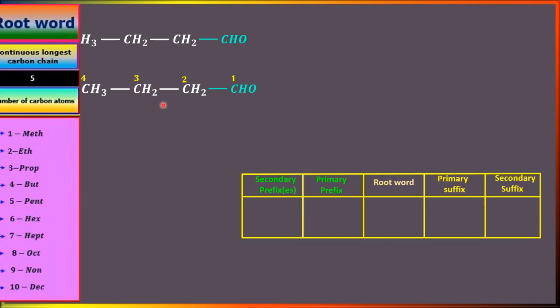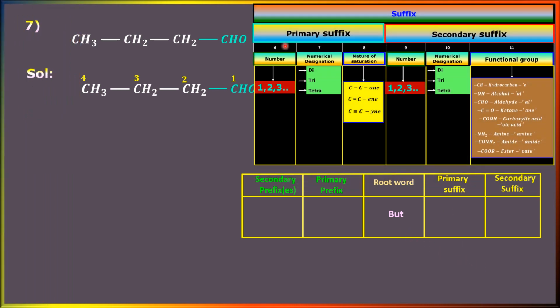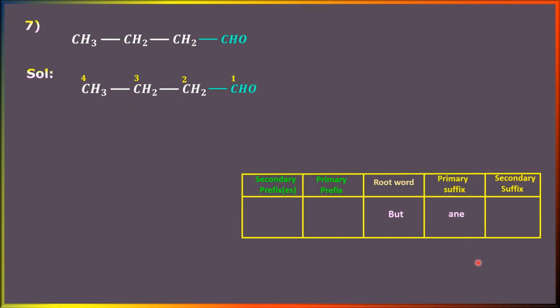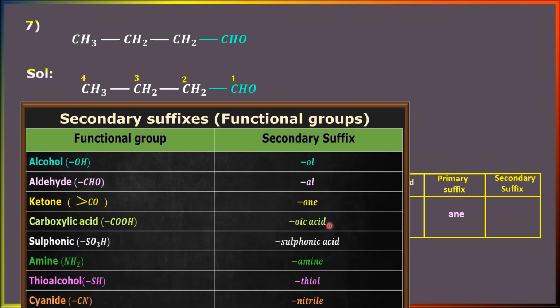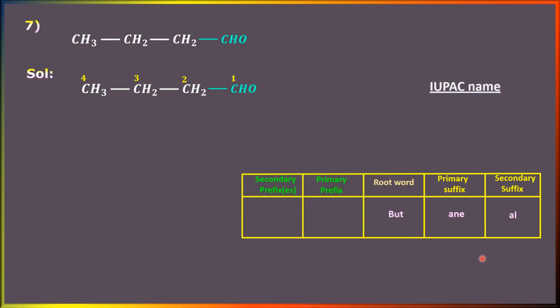Root word, 4 carbon atoms are there, so it is but. Next, primary suffix, only single bonds are there here, so it is ane. Next, secondary suffix, you see here al. For CHO functional group, the secondary suffix is al. Okay, so the name of this compound is butanal. You need not write butan-1-al because already serial number 1 is given to the carbon atom present in the functional group. So it is butanal.